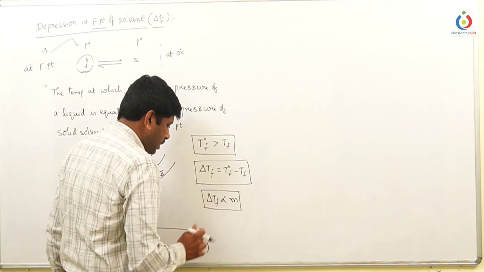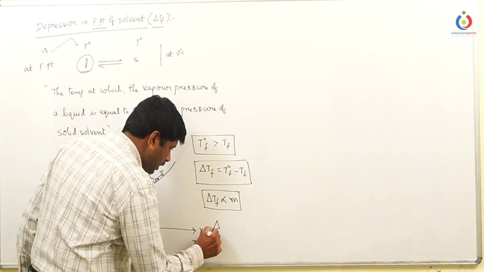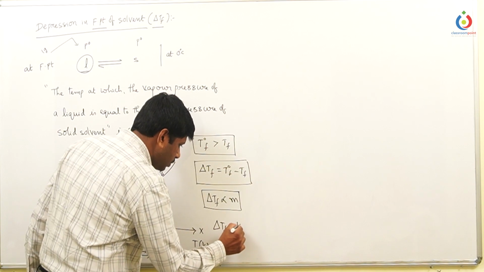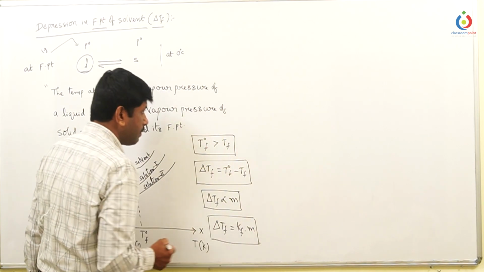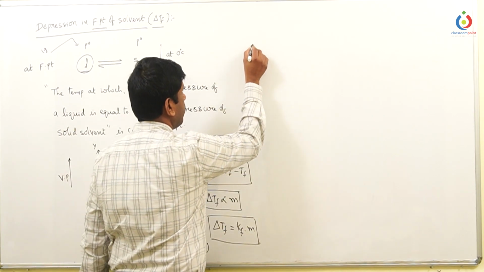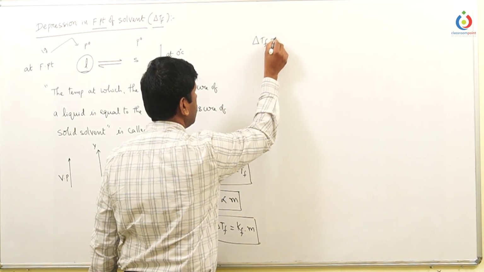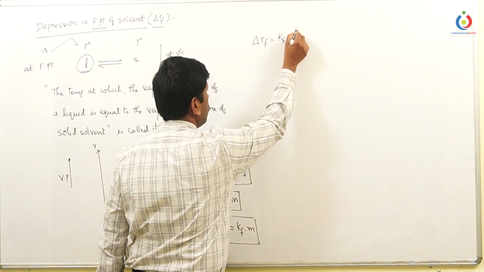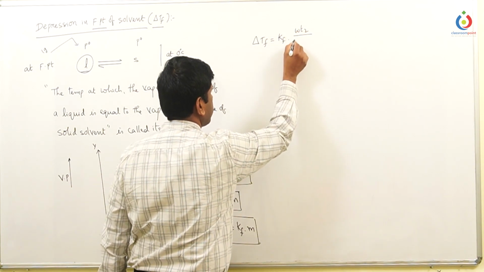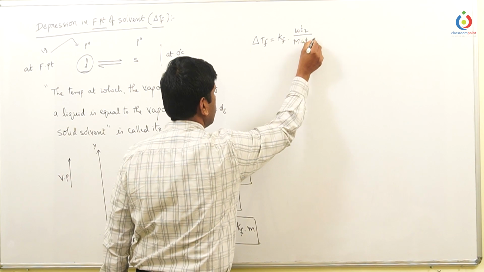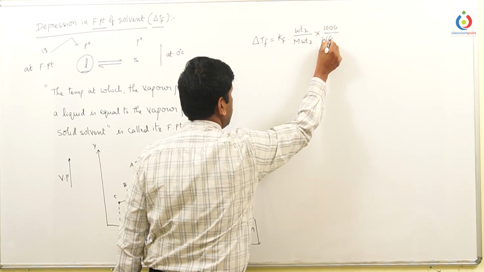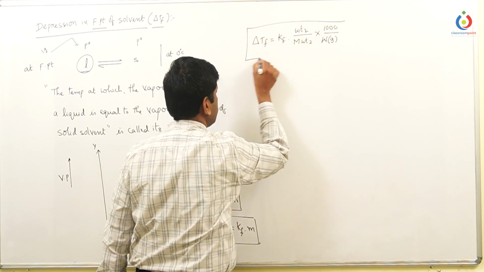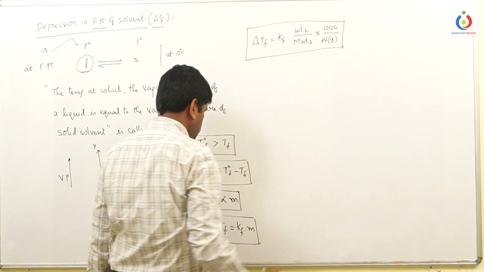Now let us try to replace this proportional symbol using a constant. So delta TF equals some constant Kf into m, where m stands for the molality. If you elaborate it, we get delta TF equals Kf into weight of solute by molecular weight of solute into 1000 by weight of the solvent in grams. So this is the formula.